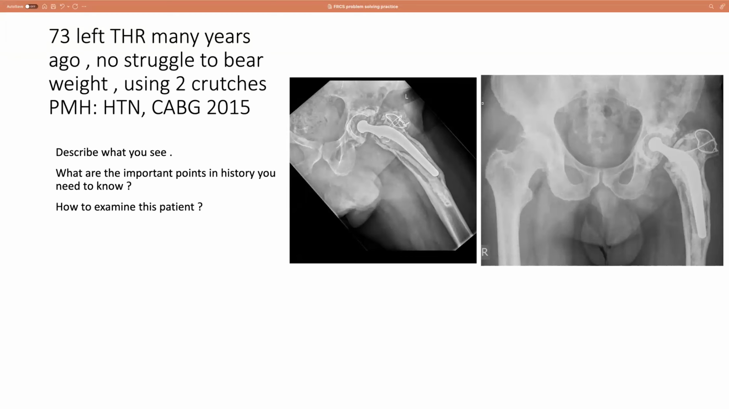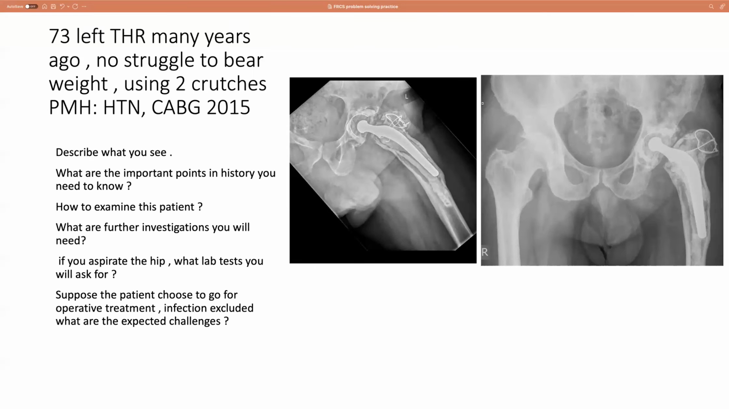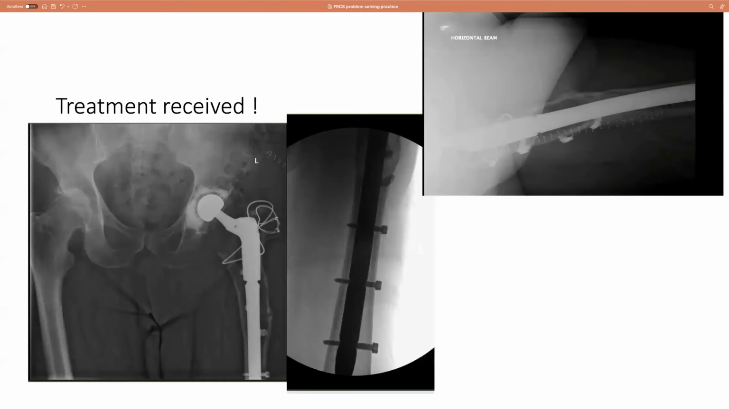How to examine this patient? What are further investigations you will need? If you aspirate the hip, what lab tests will you ask for? Suppose the patient chooses to go for operative treatment, infection excluded. What are the expected challenges? That's the treatment received.